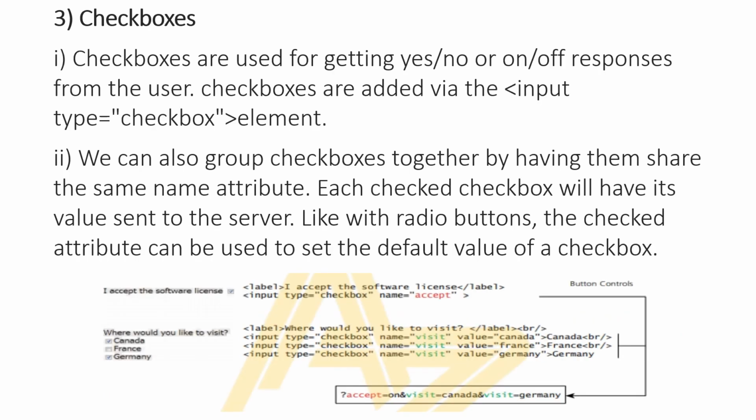The third are checkboxes. Checkboxes are used for getting yes or no, or on or off responses from the user. Checkboxes are added via the input type equals checkbox element. We can also group checkboxes together by having them share the same name attribute. Each checked checkbox will have its value sent to the server. Like with radio buttons, the checked attribute can be used to set the default value of a checkbox.